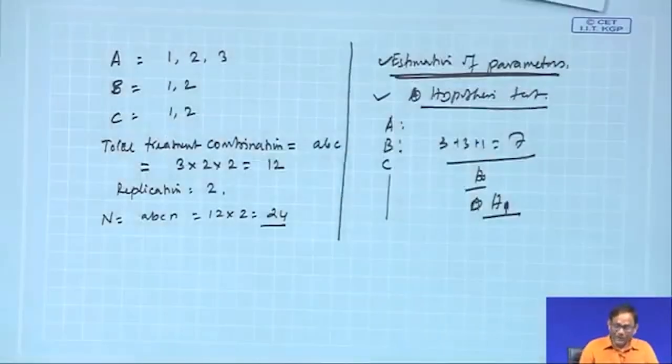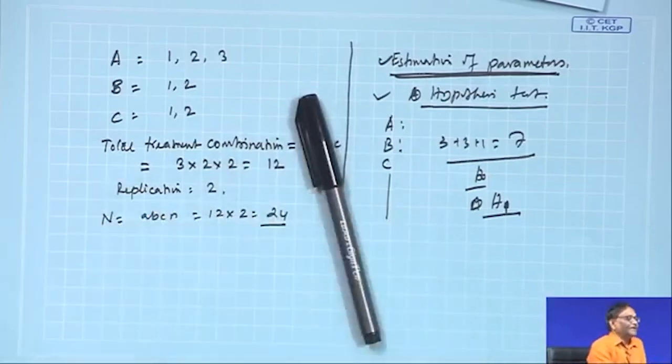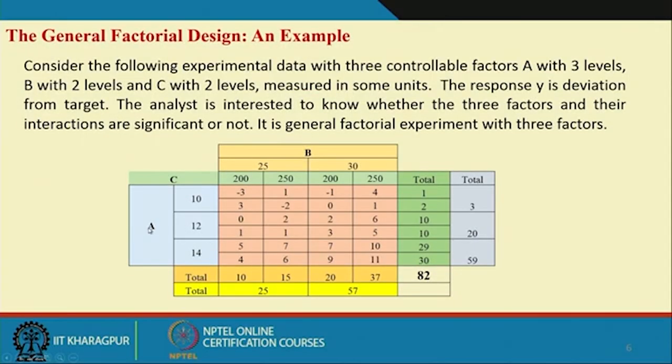I will show you how the SS for the different terms will be computed. Here you see that if you consider A, then the row total is 3 for 10, and the totals are 20, 59, grand total is 82. So the grand average will be 82 by 24. Here also you find the average, that is 3 by 2 plus 2 plus 2 plus 2, 8, so 3 by 8. Then the parameter estimate, the effect of A at level 10, is 3 by 8 minus 82 by 24. In this manner you will find the effects for the different levels of A.